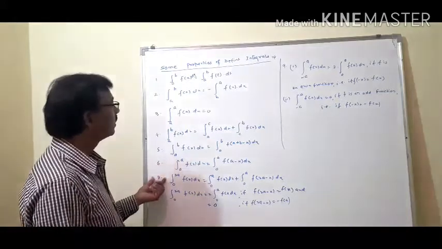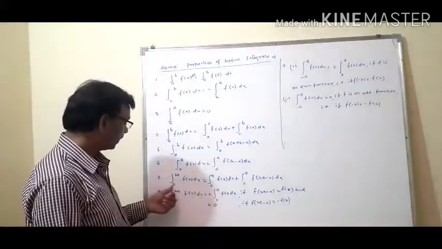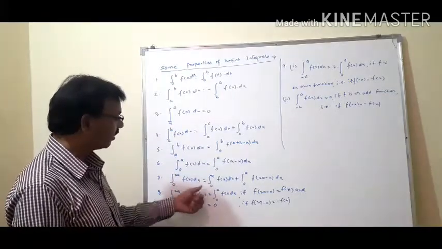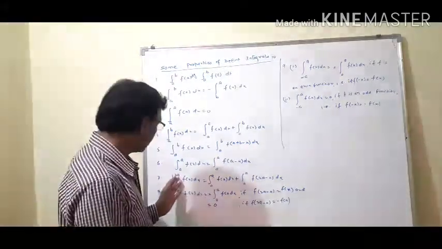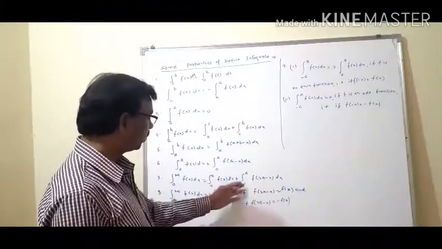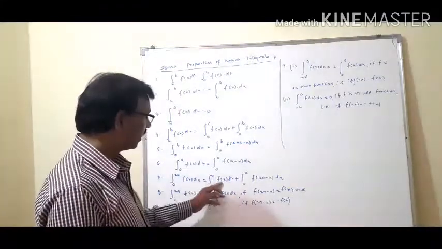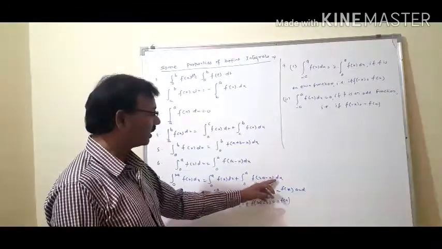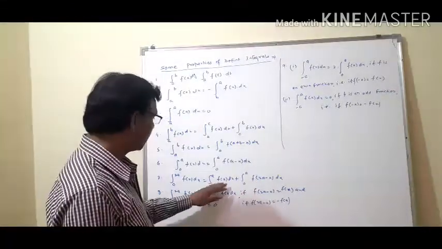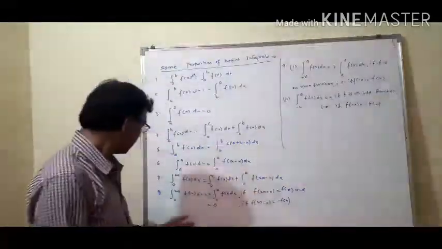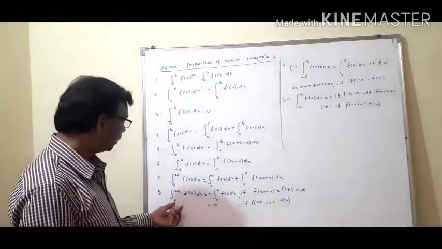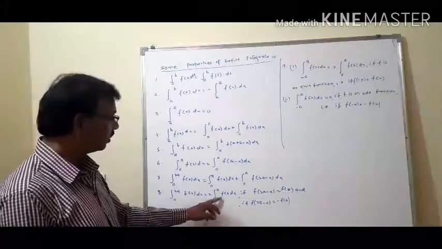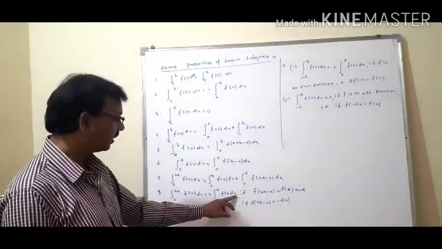Now the seventh property is the integration from 0 to 2a of f of x dx equal to, we can break this limit into two limits, 0 to a of f of x dx plus 0 to a of f of 2a minus x dx. We can break it like this.